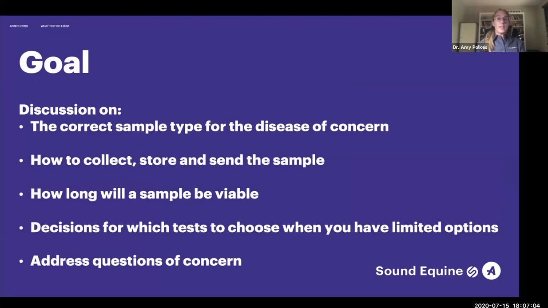So the goal of this talk is to have a discussion on, first of all, making sure that we're getting the correct sample type for the disease of concern, and also importantly, how we're going to collect that sample, store that sample, and then send it to the lab. How long is that sample going to be viable? Because there are obviously times when we have a weekend or a holiday that we have to contend with, and deciding whether that sample is even worth sending. And also decisions for which tests to choose when you do have limited options. So I'm going to address some of these questions of concern.